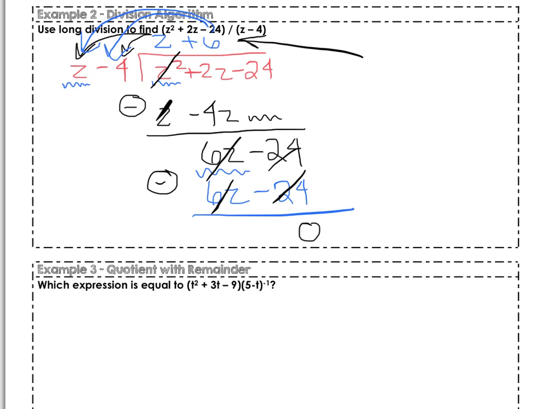A use of long division is actually to factor polynomials. Maybe you notice the fact that z minus 4 times z plus 6 equals our polynomial, which was our dividend, okay? Now, this is only true if your remainder is equal to 0, okay? So let's look at an example now where our remainder is not going to be 0.